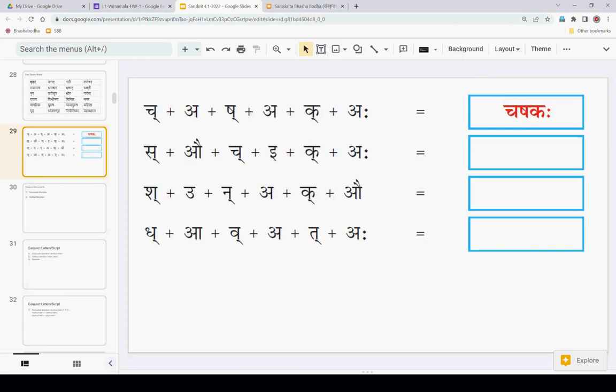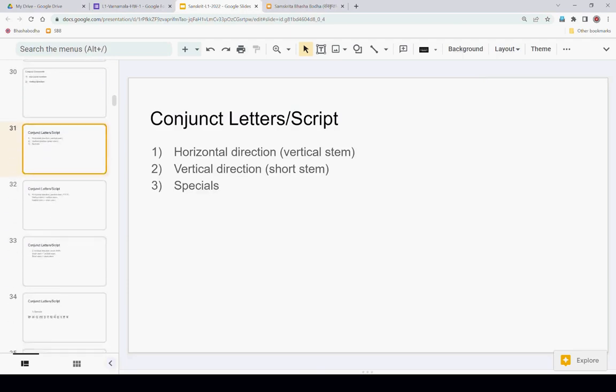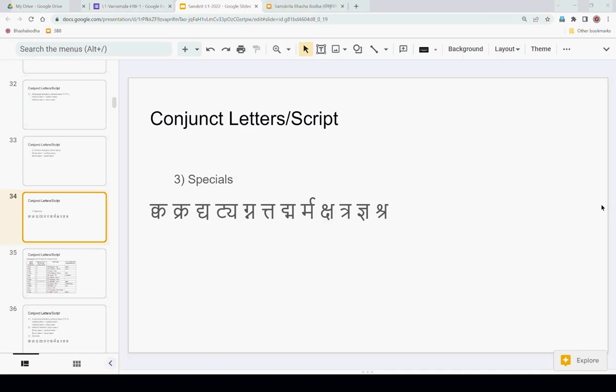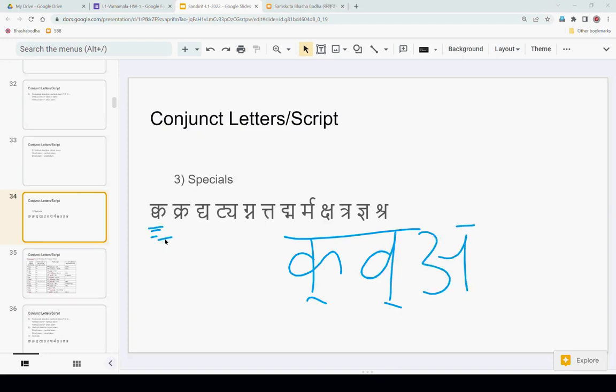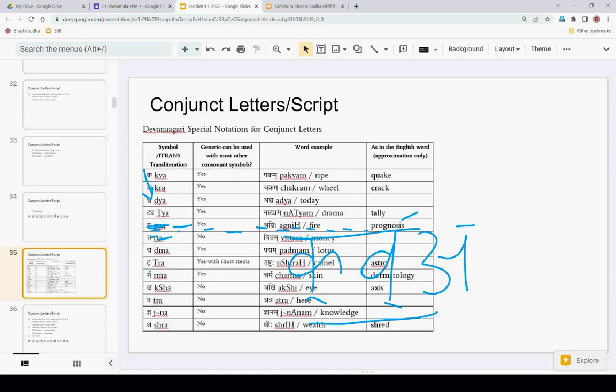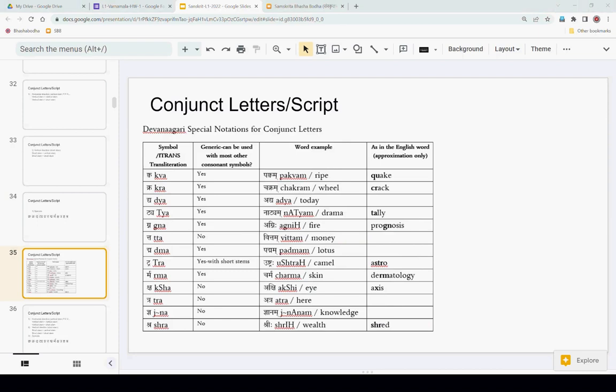The meanings we'll see in the next class when we take up some words, but these are just related to consonant conjunct letters. Conjunct letters are again script related, nothing to do with the language itself. In the Devanagari script, multiple consonants are added, coming one after another. For example, this one: ka and wa coming one after another, and there is a also at the end. So it is written like this. Whether you write it like this or like this, the saying is the same. But in Devanagari, many times you find it written like this: kwa, kra, dya, tya, gna, ta, dma, rma, ksha, tra, dnya, shra. So some special notations are in Devanagari, and if you want to get familiar with them, they are available in this slide set.